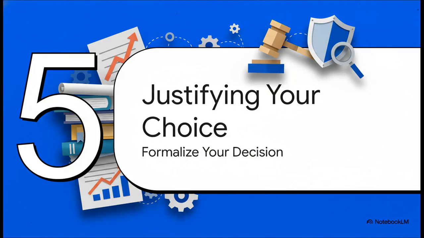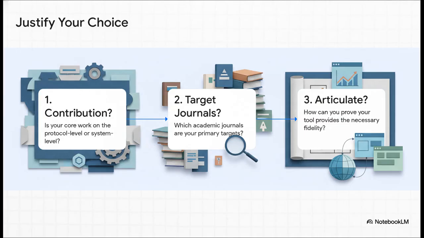So, you've weighed all the options. Now comes the final step. You have to lock in this decision and be ready to defend it from day one of your PhD. So here's your homework. You need to answer these 3 questions for your research proposal. Number 1, is my core contribution deep down at the protocol level, or is it at the higher system level? Number 2, which specific journals am I really gunning for? And number 3, how am I going to argue that my chosen tool gives me the exact level of detail and accuracy I need to answer my research question?